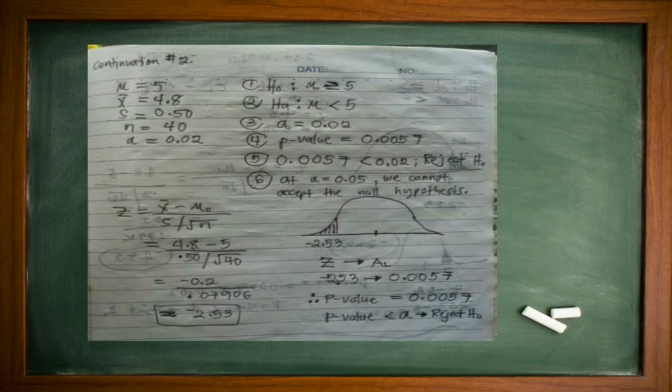So sabi ko nga po, i-list down muna natin yung ating mga parameters para mas madali na po siyang ma-apply. So we have the population mean 5. We have the mean, which is 4.8. We also have s, or the sample standard deviation, which is 0.50. We have the sample size, which is 40, and our alpha value, or the significance level, of 0.02.